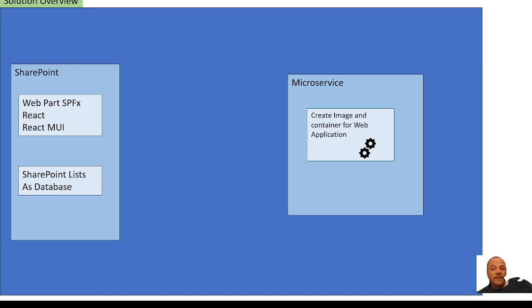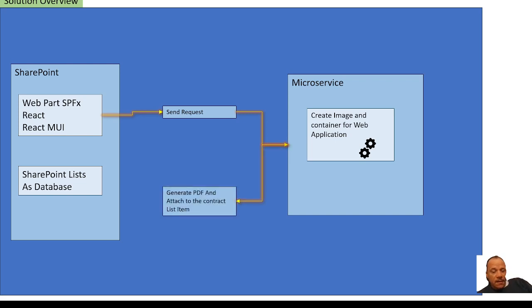We are having also a microservice, which is a good choice for cost management as it's charged by requests. The microservice will receive the requests from our SharePoint solution. It will process the request and create a PDF document, which is a contract, and it will attach this PDF document to the SharePoint list item. So let's see how this is working in action.